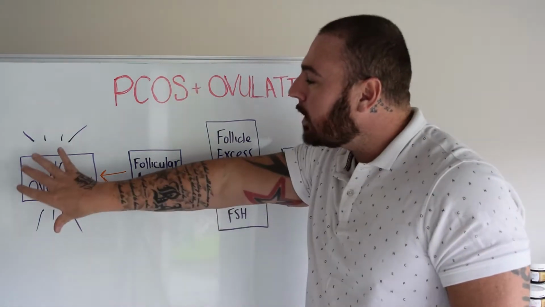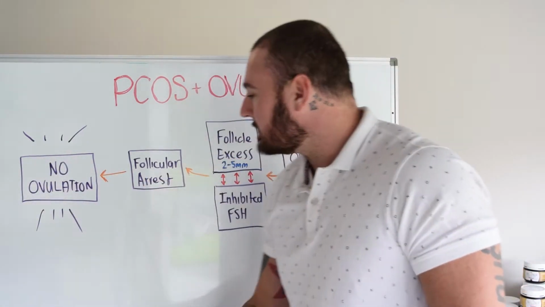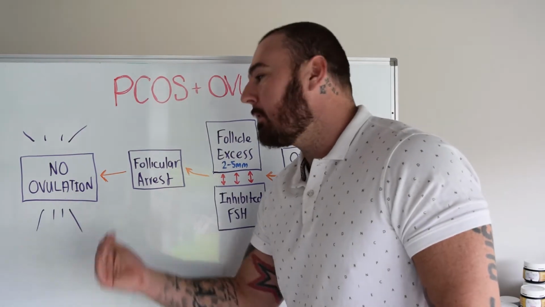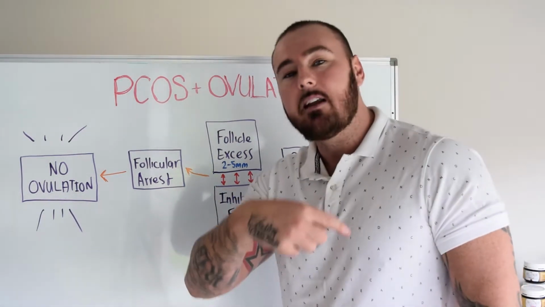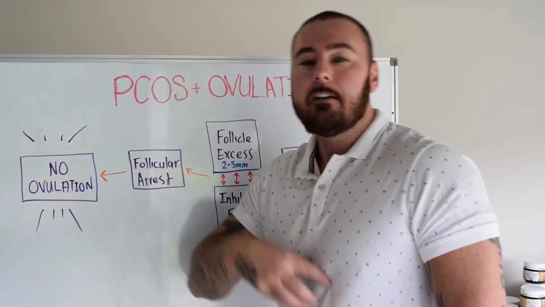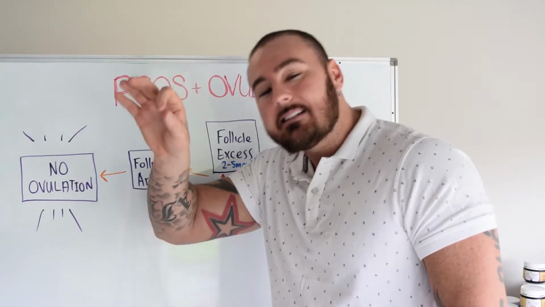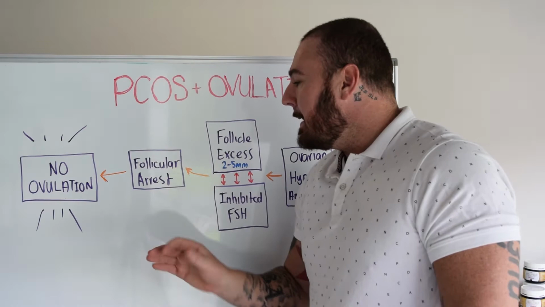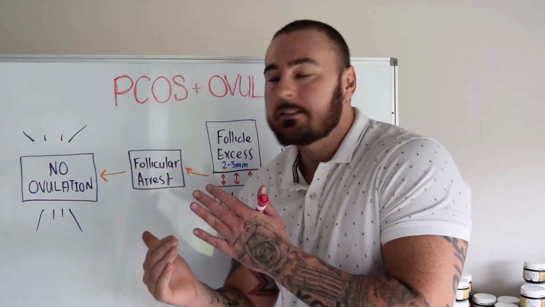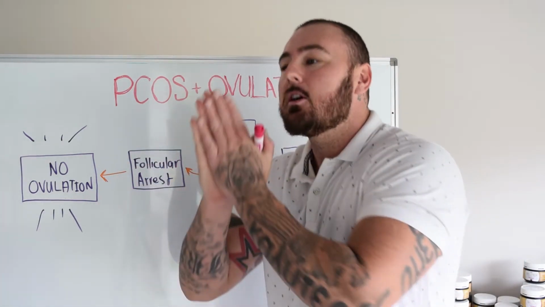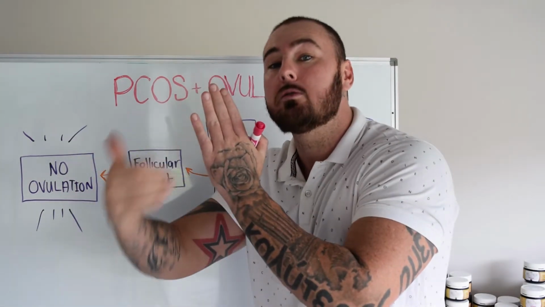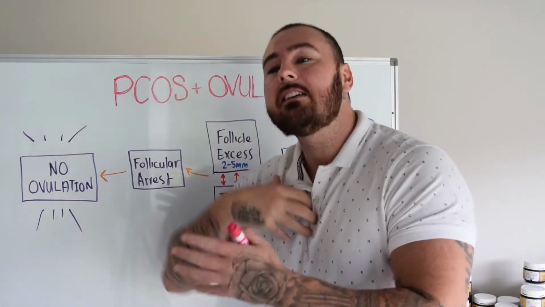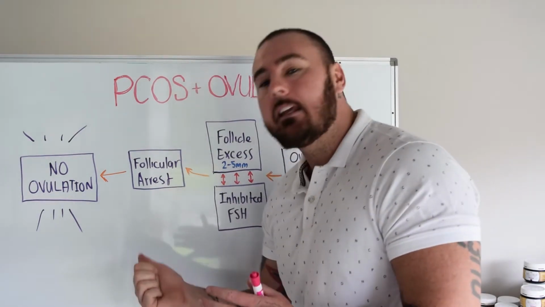So here's the result. No ovulation, of course. Now, the reason why women with PCOS may not be ovulating is something called follicular arrest. I've done a video in the past about this. If you're watching this on Facebook, I'll link to that video in the comment section. But basically, follicular arrest is simply saying something is halting the maturation or the growth of your follicles into ovulation. So then what is causing that follicular arrest?